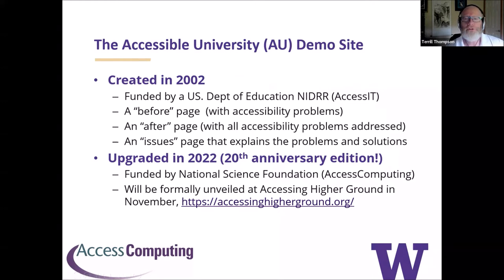So Accessible University, again, it's a 20-year anniversary. We originally created this website in 2002 as part of the Access IT grant that was from the U.S. Department of Education, National Institute on Disability and Rehabilitation Research, I think. And it's a pretty simple site, really. There's a fictitious university homepage, the before page, has accessibility problems, and there's an after page that has all those accessibility problems fixed. And then there's an issues page that is the glue that binds the two, that just lists and explains all of the problems and what their solutions are.